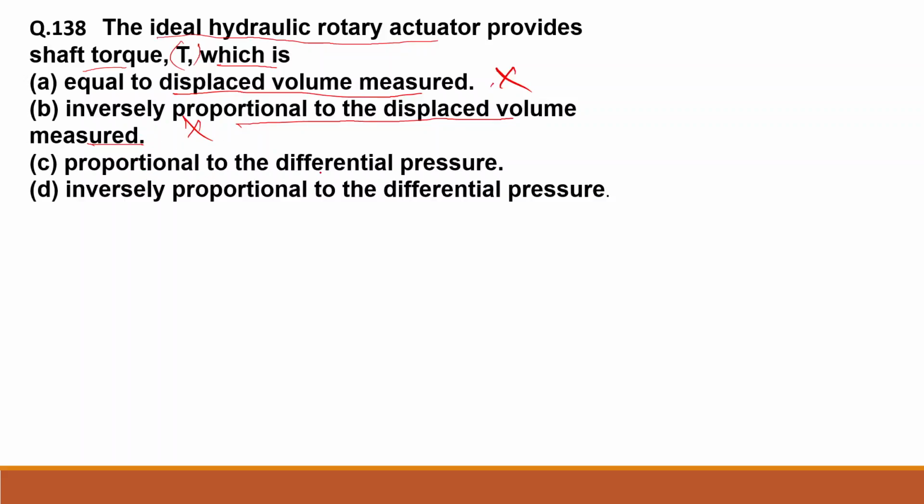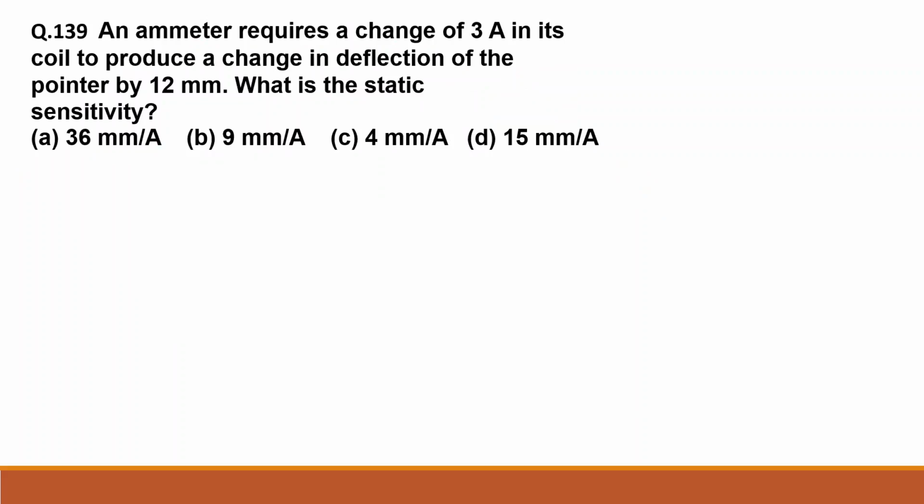Proportional to the differential pressure. This point is right here, guys, because the hydraulic rotary actuator provides shaft torque proportional to the differential pressure. Inversely proportional to the differential pressure. This point also is wrong. Our answer will be C point. Moving on to the next question, guys.